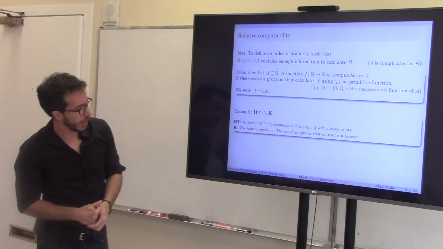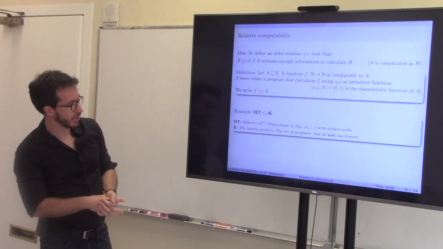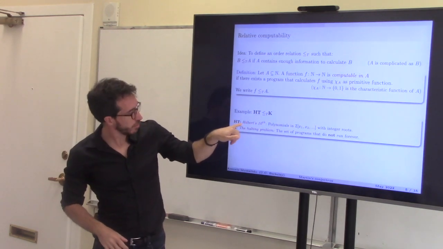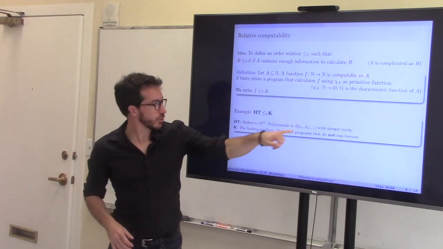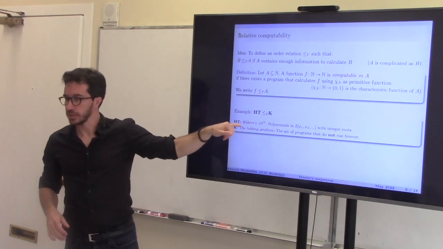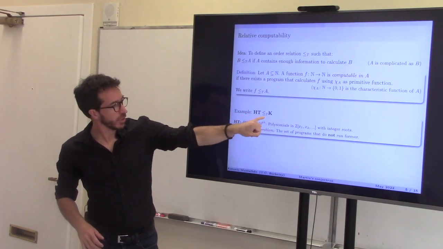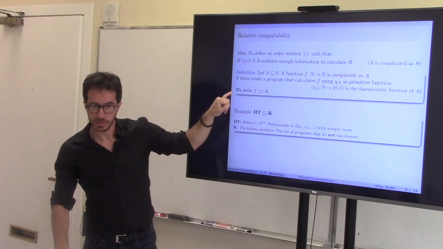Okay, so here's an example, and let's look at it so you see how it works. If you have a computer science background, you can probably figure this out. Hilbert's tenth problem is the set of polynomials that have integer roots. The halting problem is the set of programs that halt. For example, Hilbert's problem is Turing reducible to K. You see how to do that?